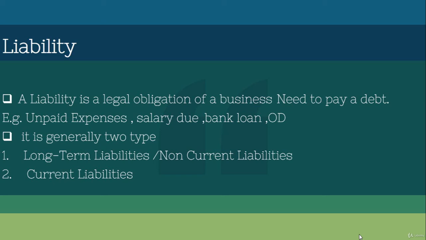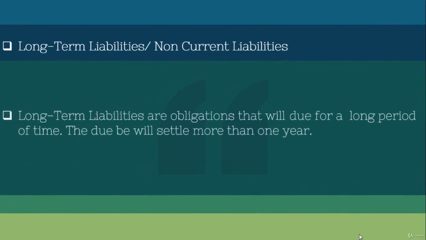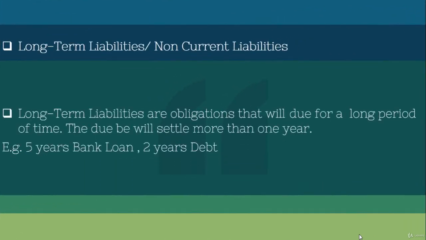There are two types: the first one, long-term liabilities or non-current liabilities, and the second one, current liabilities. Now we are going to look at long-term liabilities, or non-current liabilities. Non-current liabilities means that the maturity is more than 1 year. It means that we can settle it over more than 1 year.